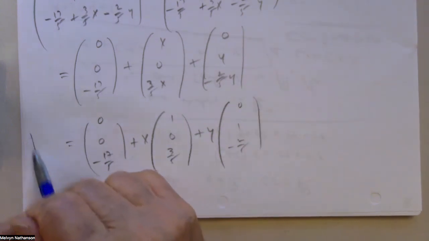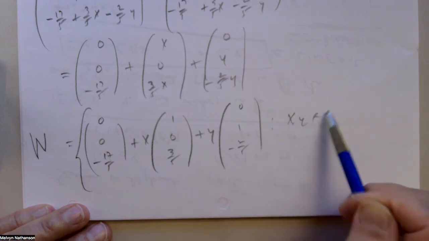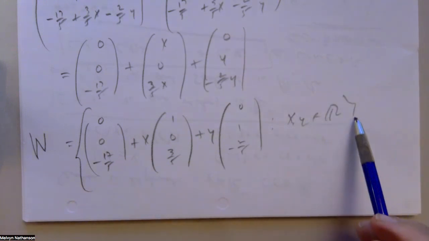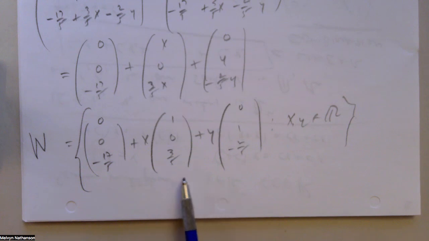And so I can say that my solution space for this equation is the set of all vectors of this form for any choice of x and y. So this is a nice way to write the solution space. And we'll see very soon why this is, in fact, extremely useful and not just aesthetically pleasing. So this is section 1.2, and that is it for this small lecture.